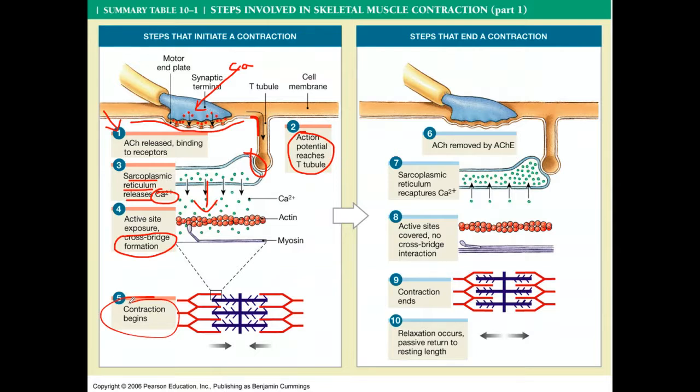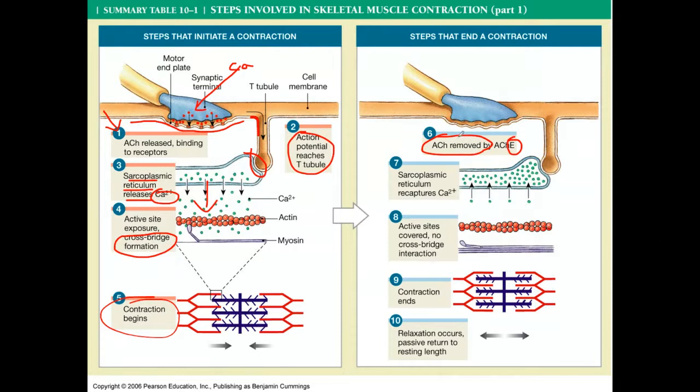All right, well, how does a contraction end? Well, we got to reverse the steps. Well, what was it that started the process? Was acetylcholine. So we have to remove acetylcholine to make the contraction end. How do we remove it? We use an enzyme called acetylcholine esterase. Acetylcholine esterase. Anything that ends in ase is an enzyme.